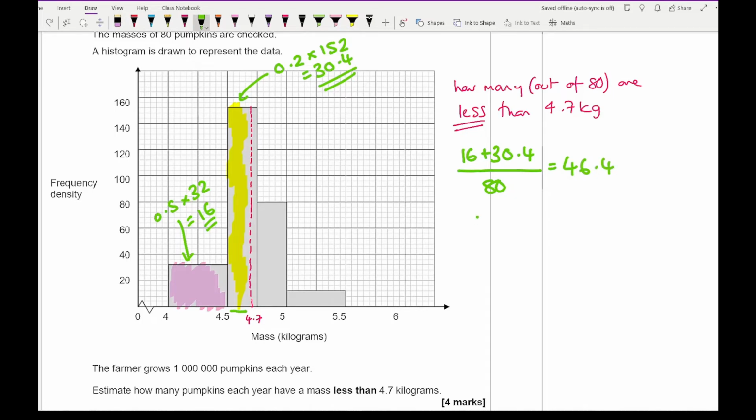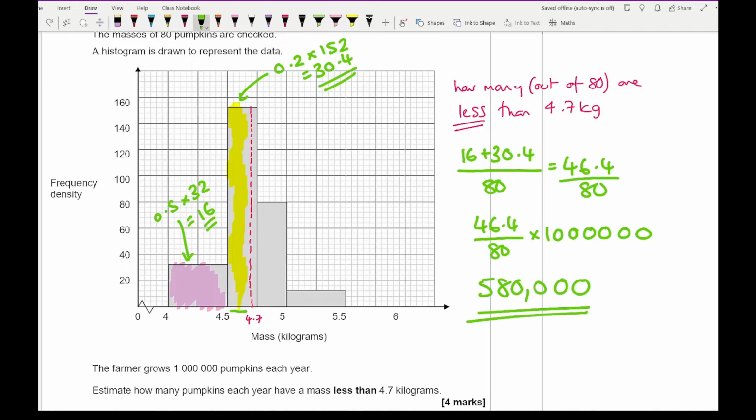So then I do 46.4 divided by 80 multiplied by 1 million, and that'll tell me how many there are, which there should be 580,000. And there is my final answer.